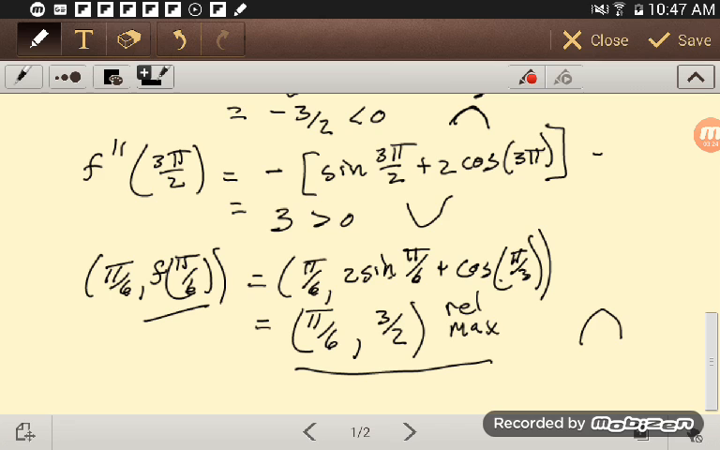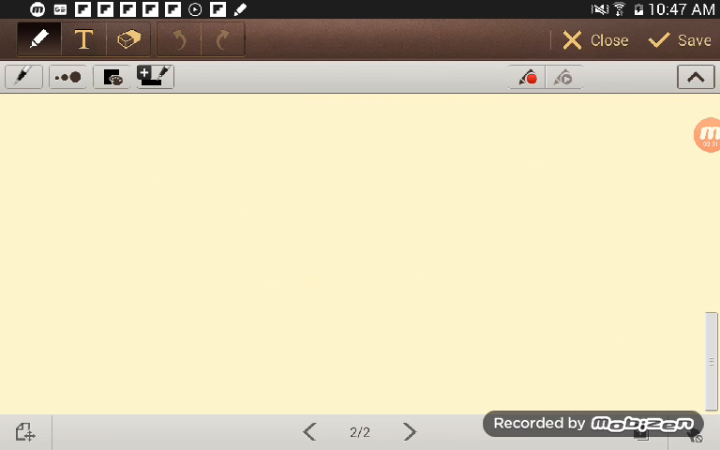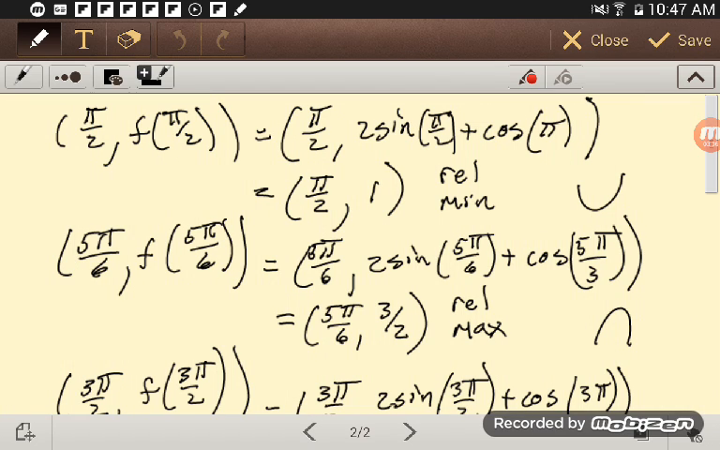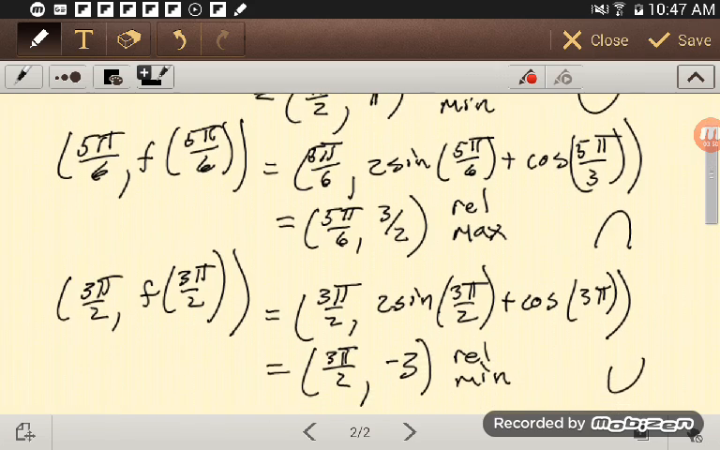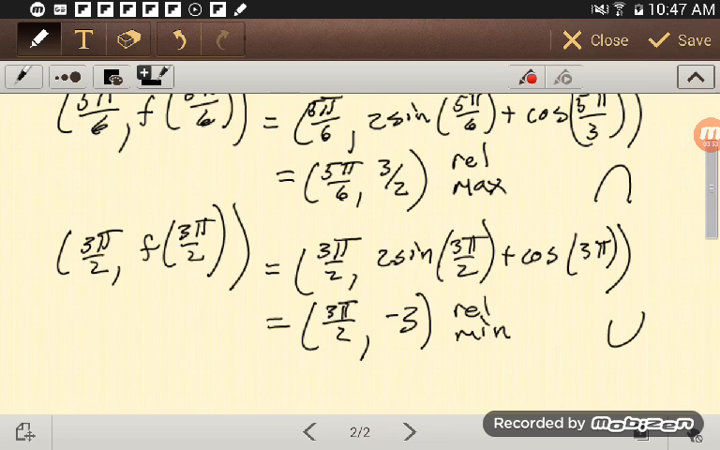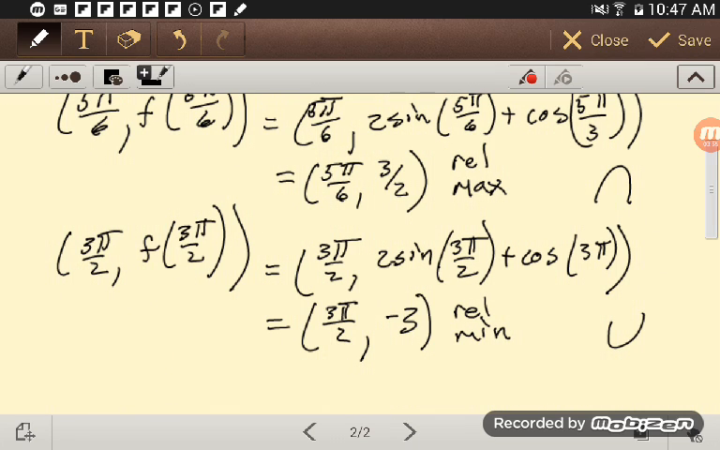So I evaluated f of pi over 6. Again, in technology, that would have been pretty quick and easy. Here, I finished it out with the other 3, pi over 2 and f of pi over 2. I plugged those in. I got 1. So pi over 2 and 1, 5 pi over 6 and 3/2, and then 3 pi over 2 and f of 3 pi over 2, or -3, is my other relative min.